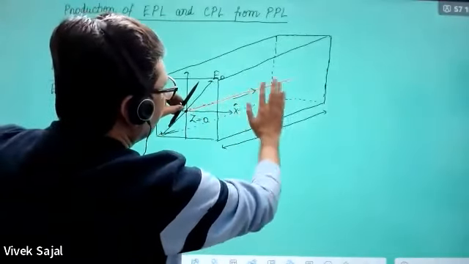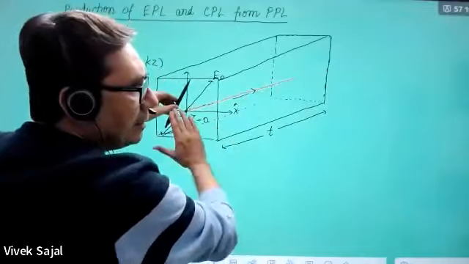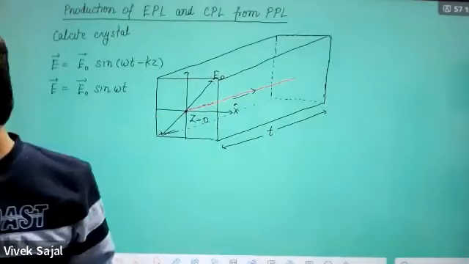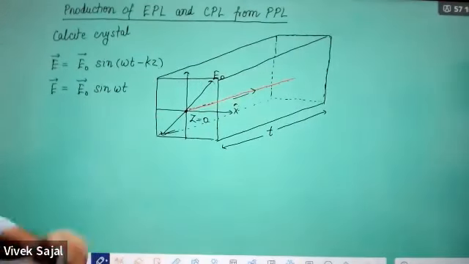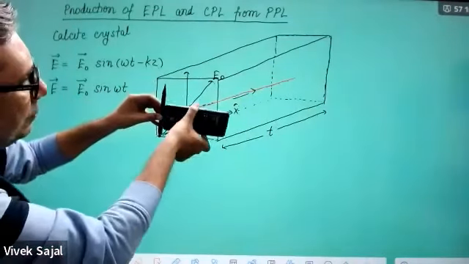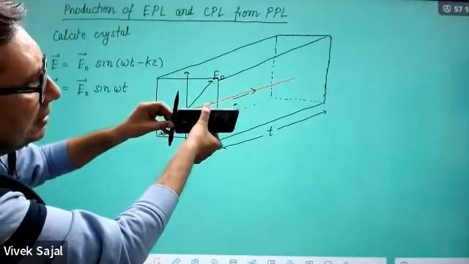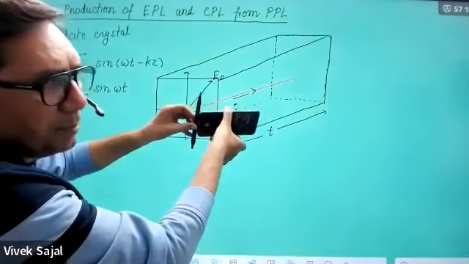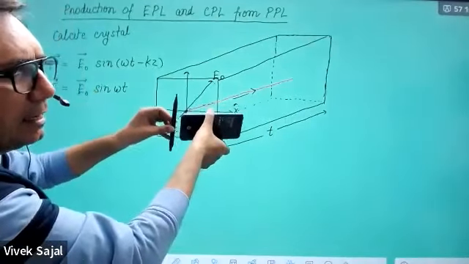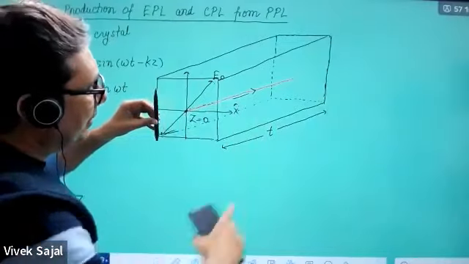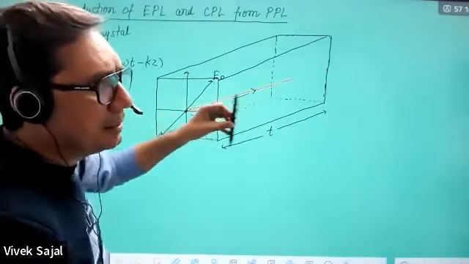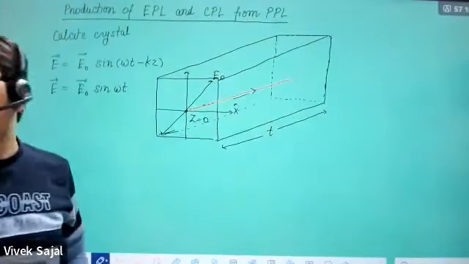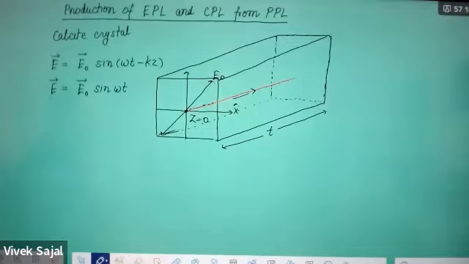There is a plane that is passing through this red line. This is the direction of propagation, and the electric vector is like this. So this type of plane of vibration will be there. The electric vectors are like this, and it is propagating in this direction. So this will be the plane of vibration for this plane polarized light.